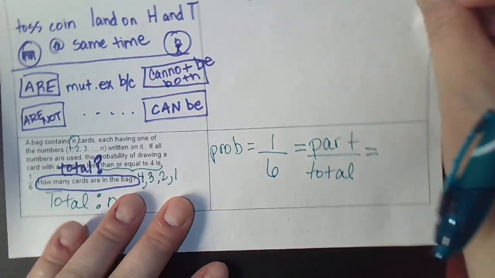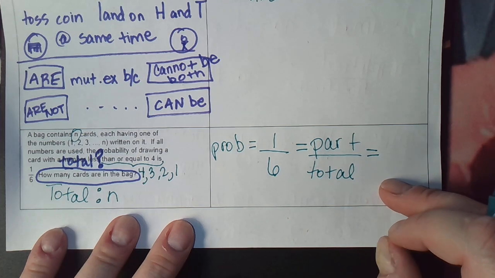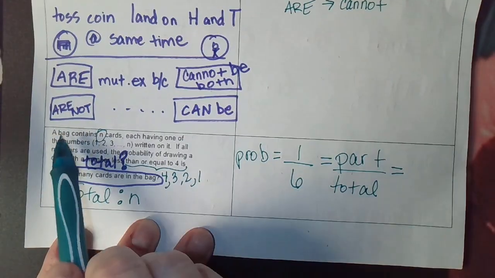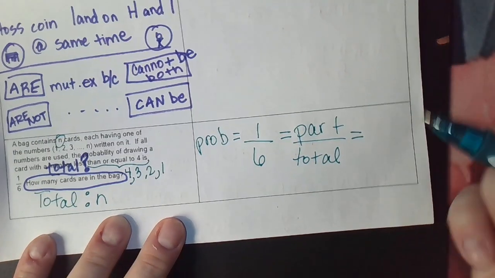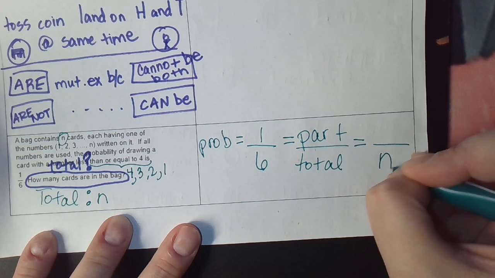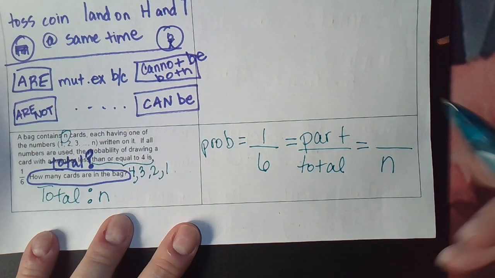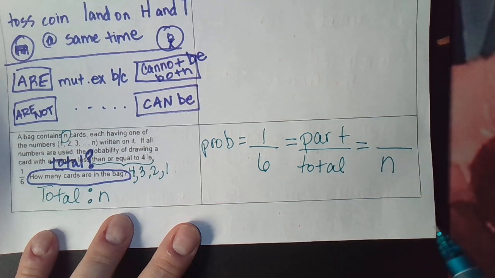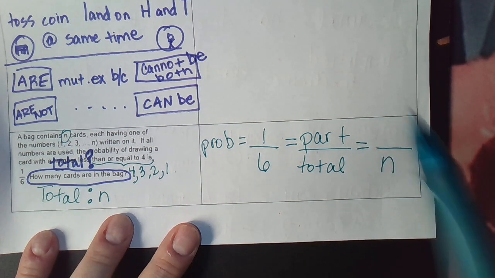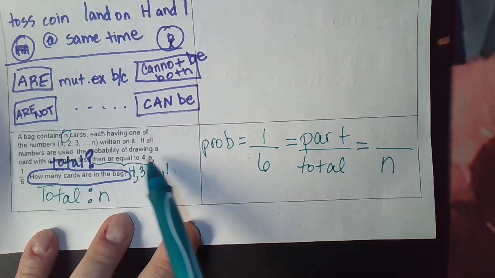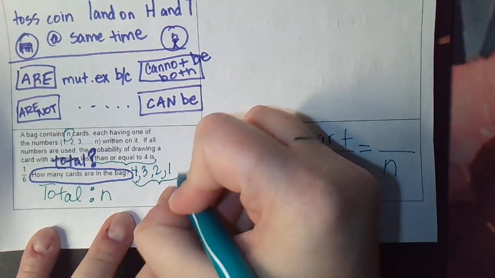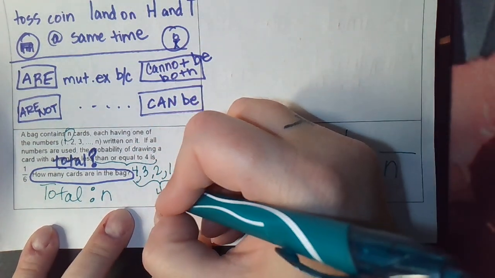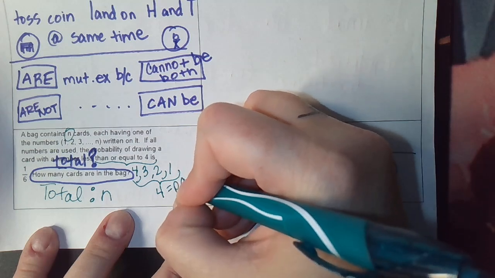They gave us that the total is the letter N, because there's a bag containing N cards. So the total is the letter N. And then the part is however many cards we were talking about out of that bag. We were talking about the cards that are less than or equal to 4. And there's 4 there, the 4 numbers that I just wrote down. And that's going to be for the part.